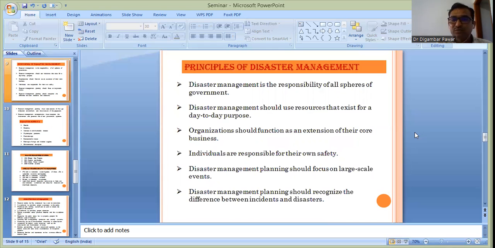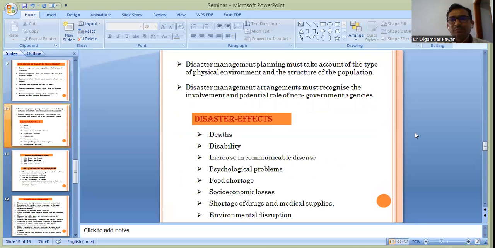Individuals are responsible, each and every individual is responsible for their own safety. Disaster management planning should focus on large-scale events. Disaster management planning should recognize the difference between incidents and disasters. Disaster management planning must take account of the type of physical environment and the structure of the population. Disaster management arrangements must recognize the involvement and potential role of non-government agencies.